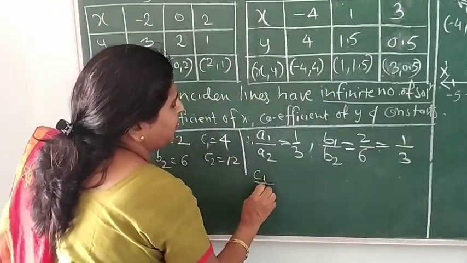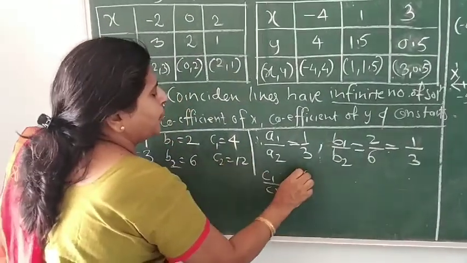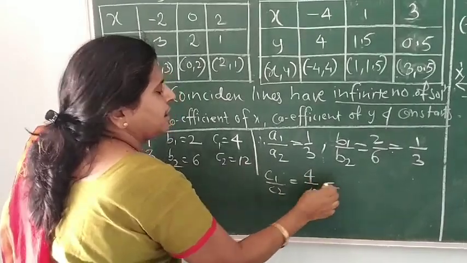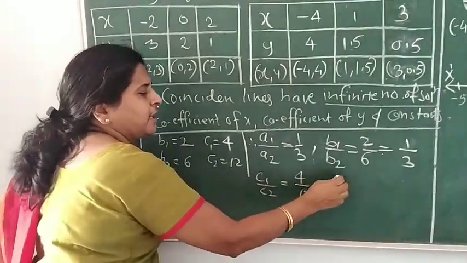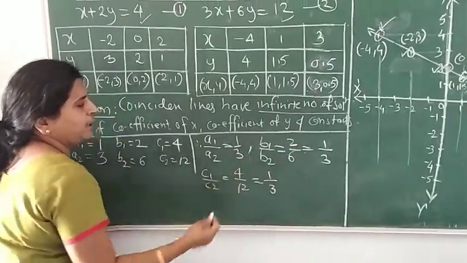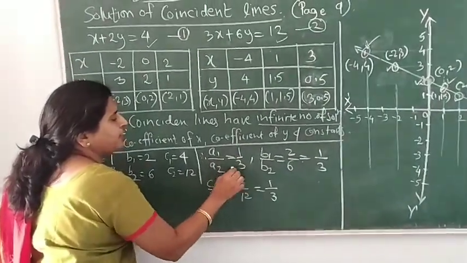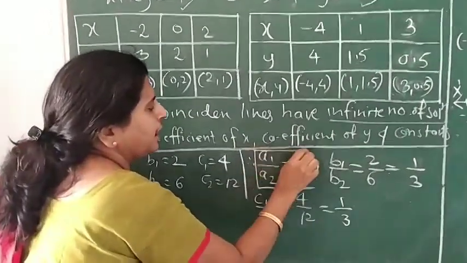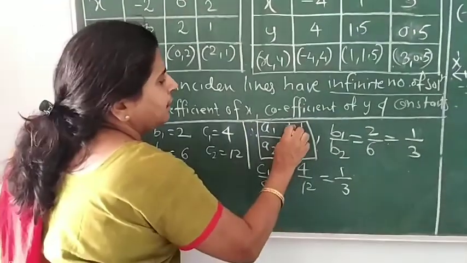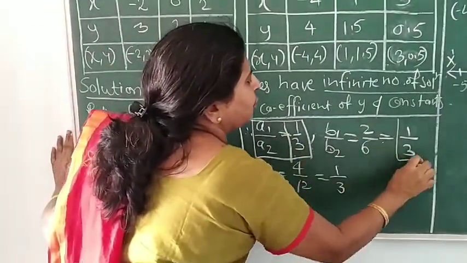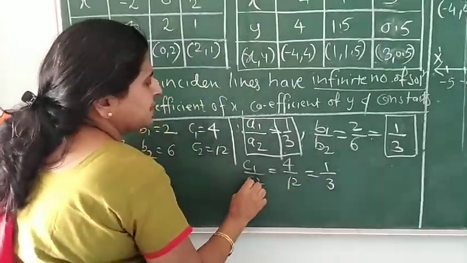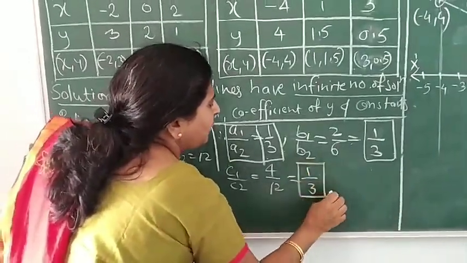And what is c1 upon c2? It is 4 upon 12. Here also we can divide by 4: 4 ones are 4 and 4 threes are 12. So what is the reduced form of each ratio? a1 upon a2 is 1 upon 3. b1 upon b2 is also 1 upon 3. And c1 upon c2 is also 1 upon 3.